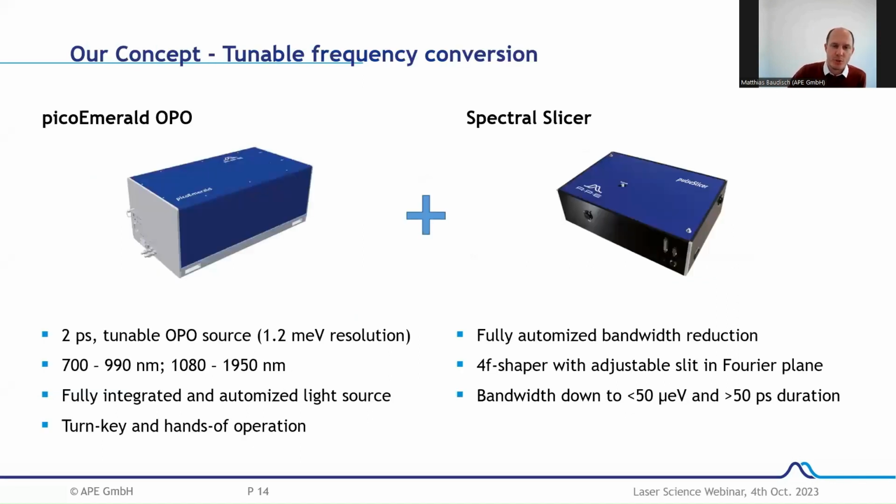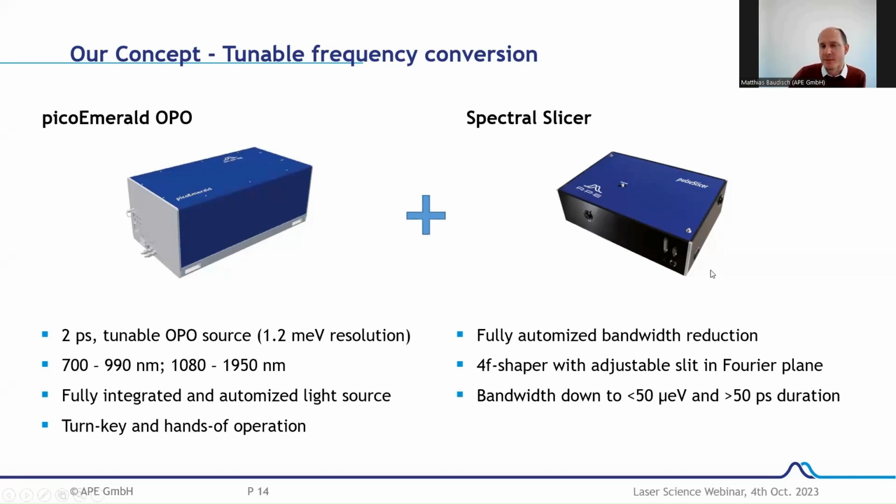Here's our approach in a nutshell. Essentially we combine, via frequency conversion, an optical parametric oscillator, where the pump lasers are included. So it's a tunable, all-included turnkey light source. Pulse duration is 2 picoseconds. The tuning range of the wavelengths is from 700 to 1950 nanometers, with some gap. And the source is fully automated, essentially turnkey, hands-off operation. Really like a normal laser, a normal system that you can buy.